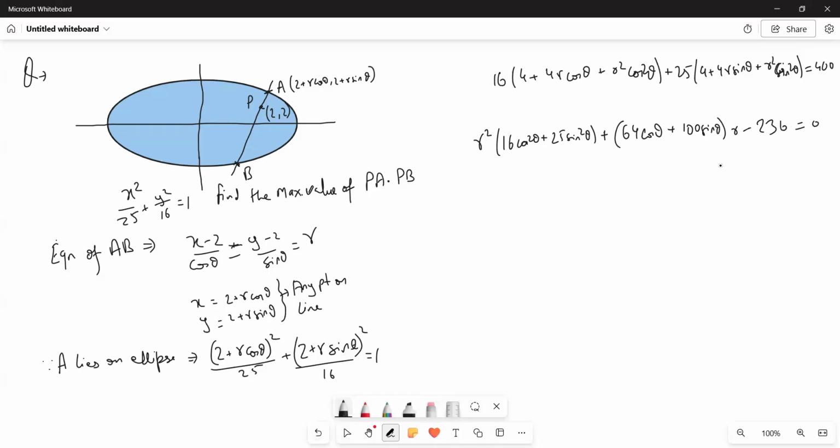ठीक है. Now this is a quadratic in r. It will have two roots, r1 and r2. Now, what would r1 and r2 represent? r1 and r2 will represent PA and PB. Let's suppose PA would be r1, PB would be r2. तो अपने को चाहिए क्या? PA into PB. So what would PA into PB represent? Product of the roots, C by A. So that will be minus 236 by 16 cos square theta plus 25 sin square theta.